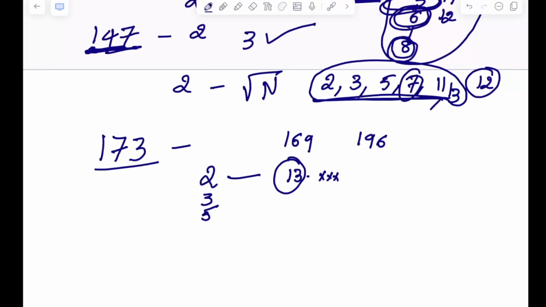17 minus 6 is 11. It is not divisible by 7 also. 11, it is not divisible by 11 also. 13, it is not divisible by 13 also. So I can say that 173 is a prime number.